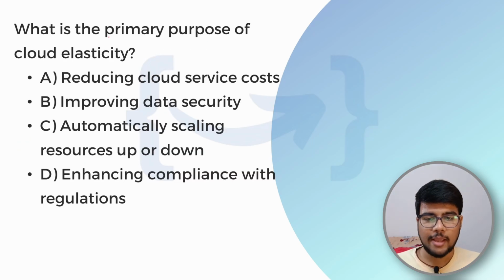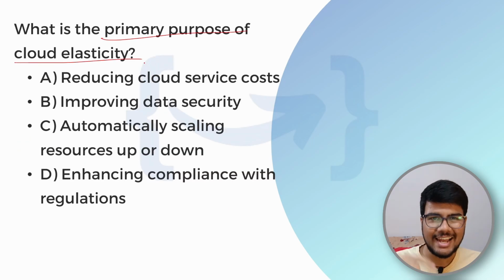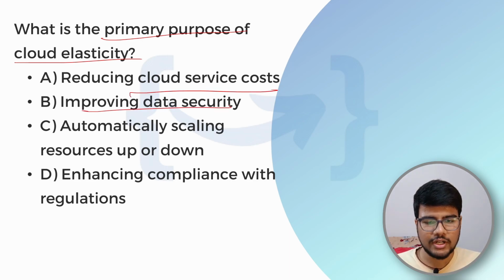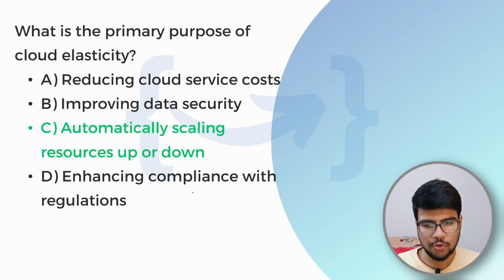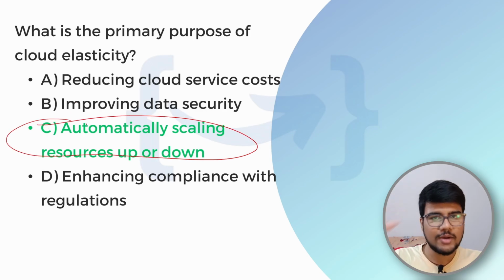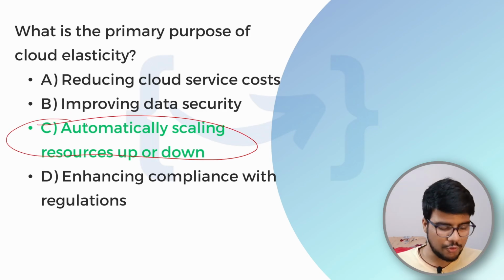Now, what is the primary purpose of cloud elasticity? Elasticity means scaling. Is it reducing cloud service cost, improving data security, automatically scaling resources up and down, which makes sense, or enhancing compliance with regulation? No, the correct option is C. So bingo, you have marked this question right, +1 marks for you.